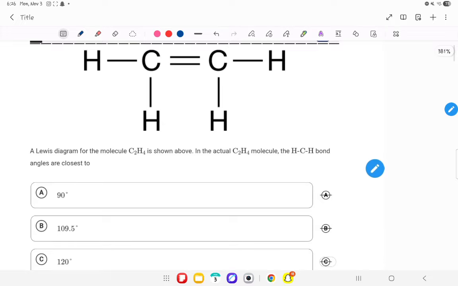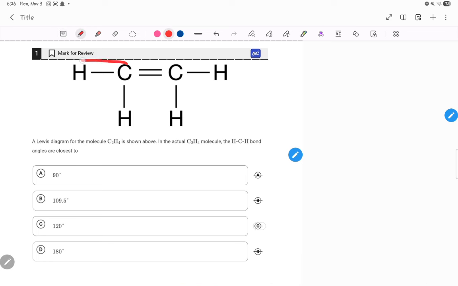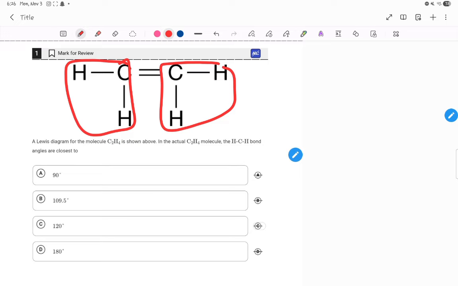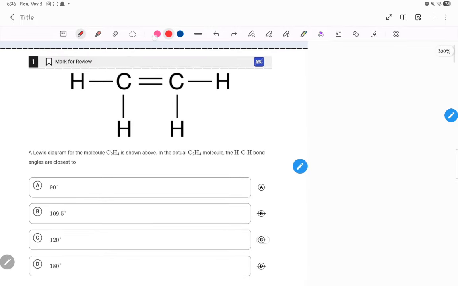A loose diagram for the molecule C2H4 is shown above. In the actual C2H4 molecule, the HCH bond angles are closest to... So this is the diagram for the molecule C2H4. They said the HCH angle, like this. It's either this one or this one, right? They're telling us, what about these? What is the closest angle for them?